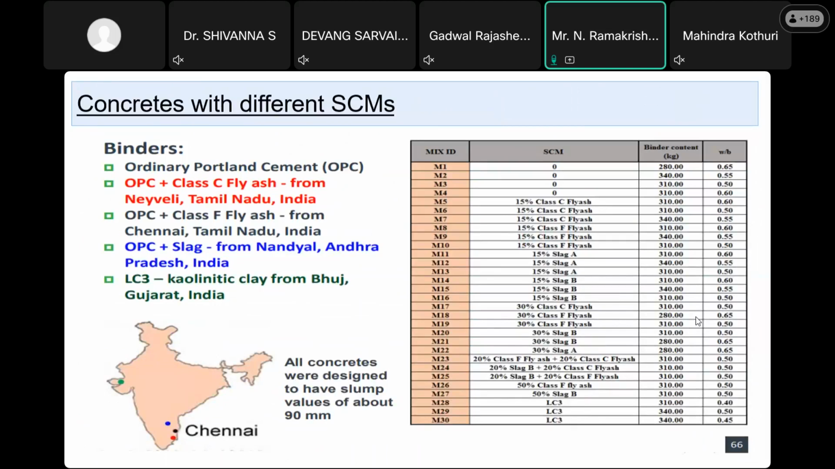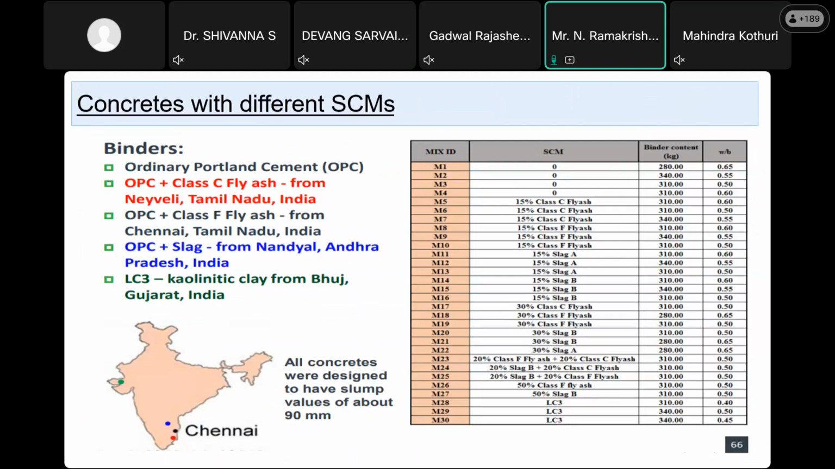So different SCMs are being taken here to study this. Some 30 samples were taken, and mix one is OPC. The first 4 are OPC. After that, the fly ash, 15% fly ash, C class 3 and F class 3, and then slag A and slag B, of course, 15%. And then we are going for 30% class C and F. So likewise, slag also 30%. And you can see here the M23 is a combination of fly ash as well as C class fly ash as well as F class. And 24 or 25 will give slag as well as fly ash, B and C.